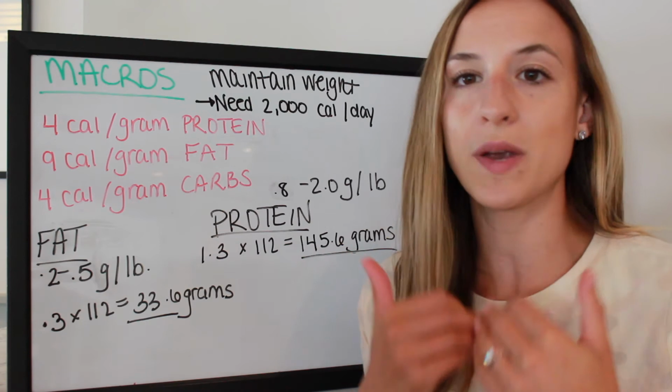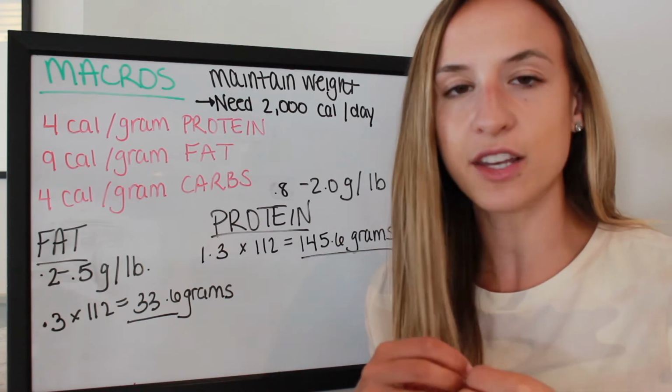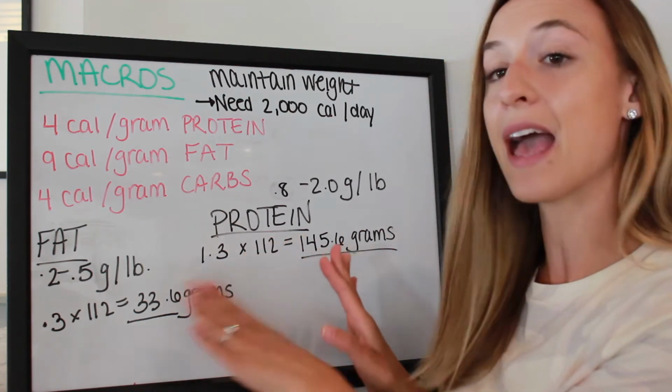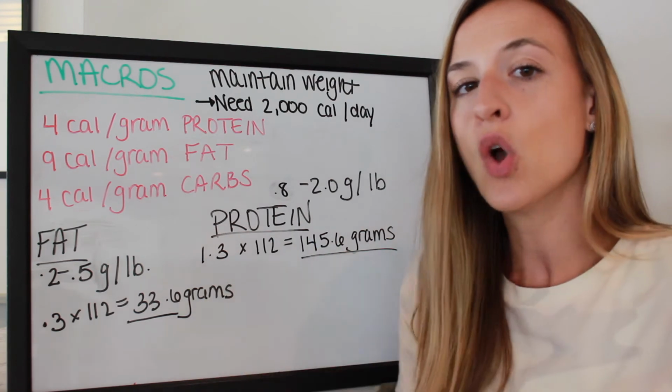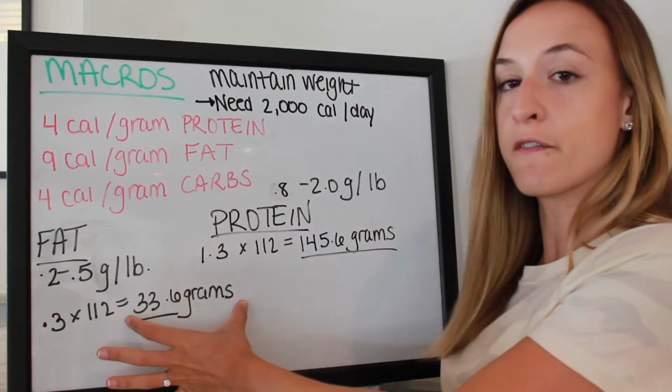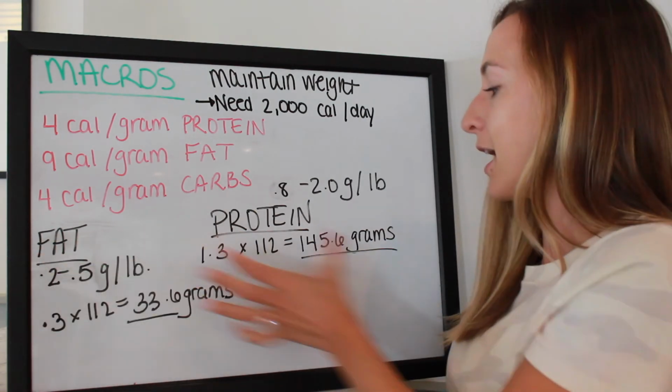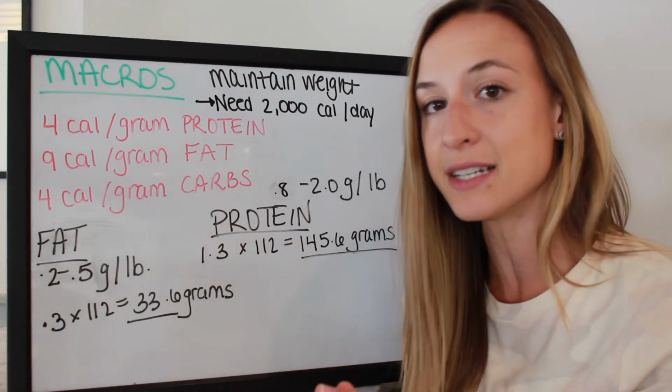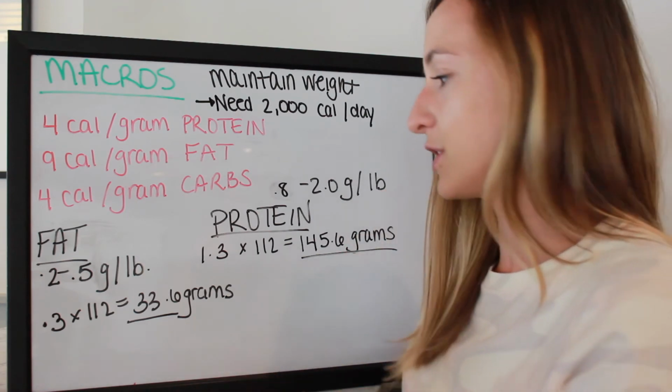Last but not least, we need to calculate our carbs. So carbs we always save for the last calculation because whatever we have left over in calories, we eat in carbs. That's how that works. So what we need to do is we need to convert the grams of fat and the grams of protein into calories. So let's do that first.